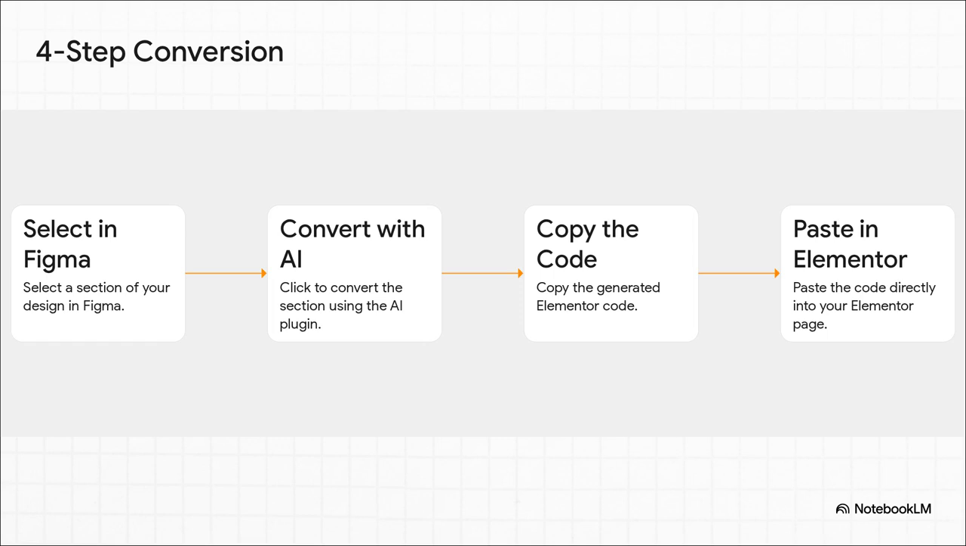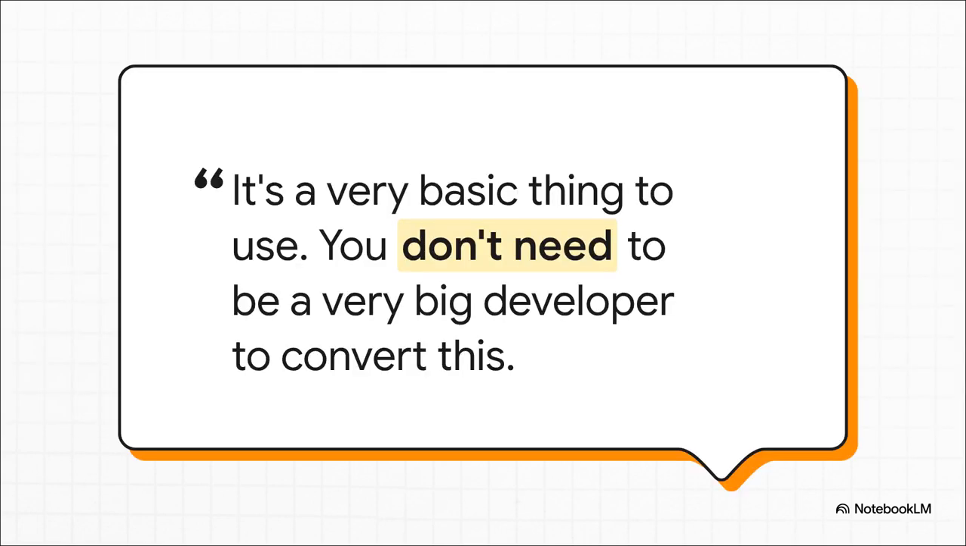And this is literally the entire process. Just 4 steps. You select a section in your Figma file, you click a button to let the AI do its thing, you copy the code it spits out, and you paste it right into Elementor. That's it. Seriously. This quote from the source material just nails it. The whole point is to make building websites easier and more accessible. You don't have to be a coding genius anymore to take a beautiful design and bring it to life on the web.